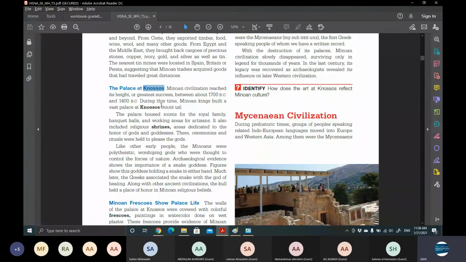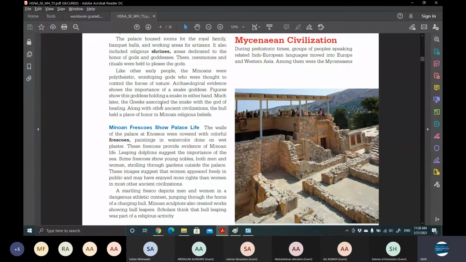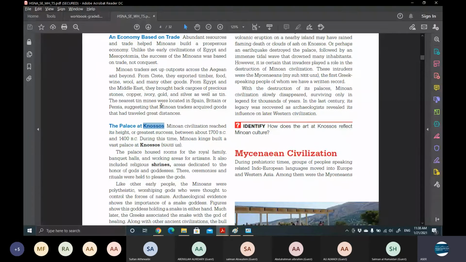The place that they lived in was called the Palace of Knossos, and unfortunately, this place was destroyed in an unknown incident. Some scientists and scholars attribute that to a natural disaster like a volcanic eruption, a tidal wave, or even an earthquake. But one of the main reasons for the decline of the Minoans after the destruction of the Palace of Knossos was the invasion of the Mycenaeans.